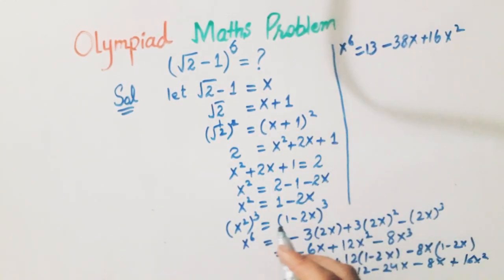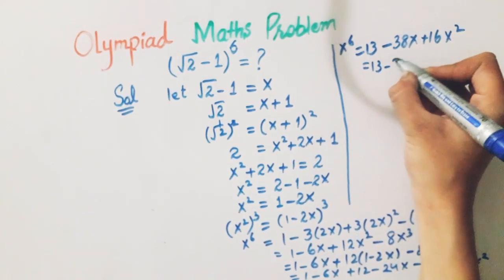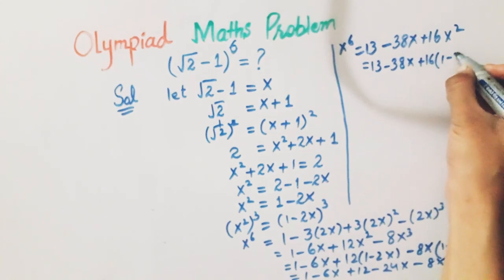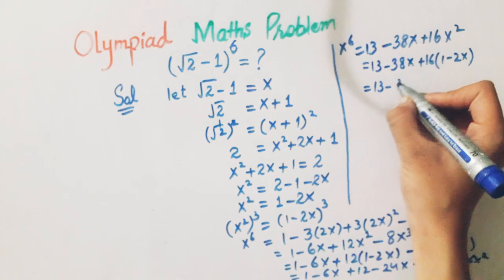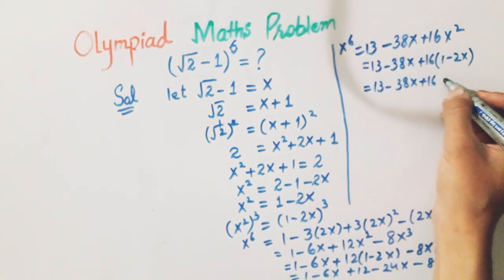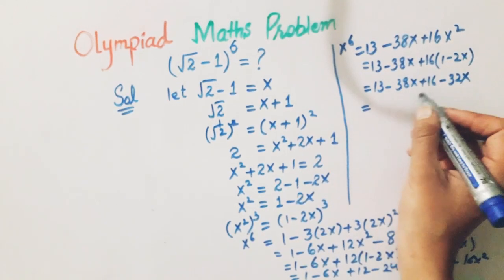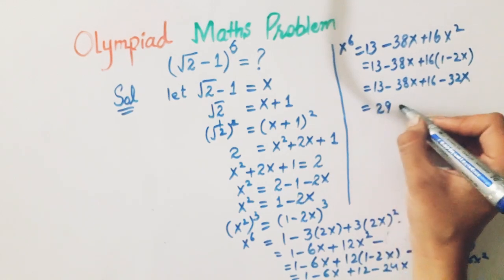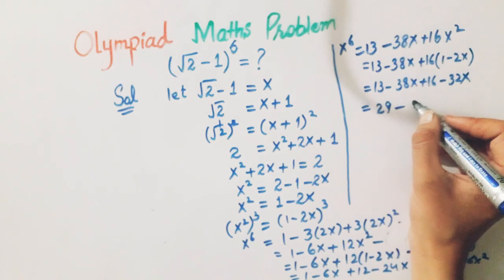We will rewrite the value of x squared, that is 1 minus 2x. So 13 minus 38x plus 16 into (1 − 2x). Now we get 13 minus 38x plus 16 multiply 1 is 16, 16 multiply 2 is 32x. Now we get 13 plus 16, that will be 29, and minus 38 and 32 means 70.